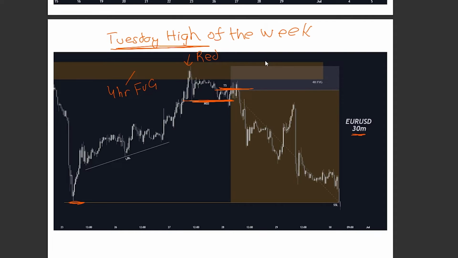And hence we shorted price towards the downside targets of these lows. Okay, now I have also attached the Tuesday low of the week example, which you can view on your own because I need to keep the video short.